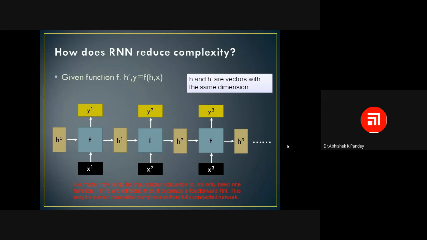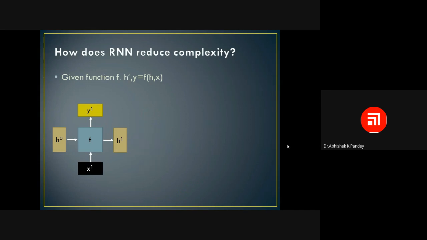So no matter how long the input or output sequence is, we only need that the functions f are different. How will function f be different if we are using the same name? By their parameters, by their vectors. Then the RNN becomes a feed forward NN. So this may be treated as another compression from the fully connected network. Getting my point? So this is the basic thing.